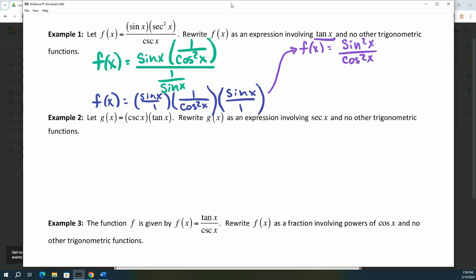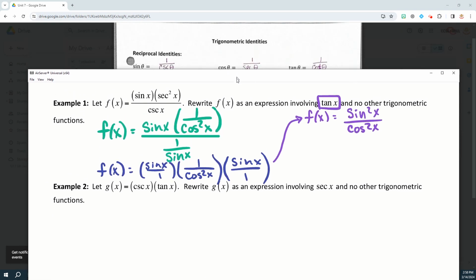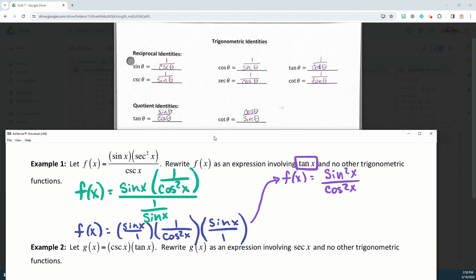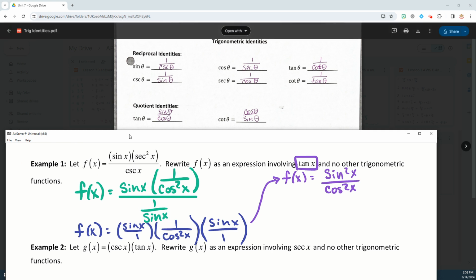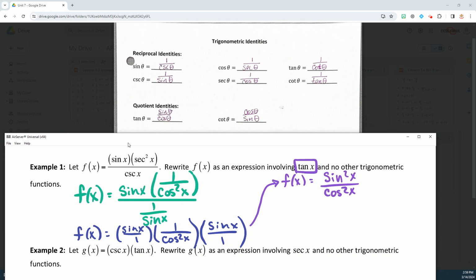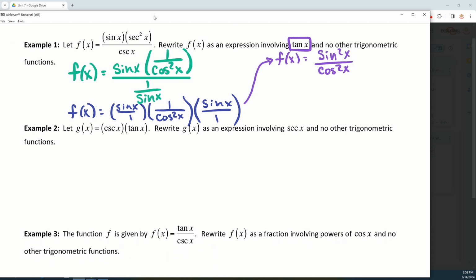Now, I eventually want to write this as an expression involving tangent of x and no other trig function. When I'm looking at sine squared of x over cosine squared of x, it looks a lot like this tangent quotient identity. So if these are both squared, it's just going to equal tangent squared of x.